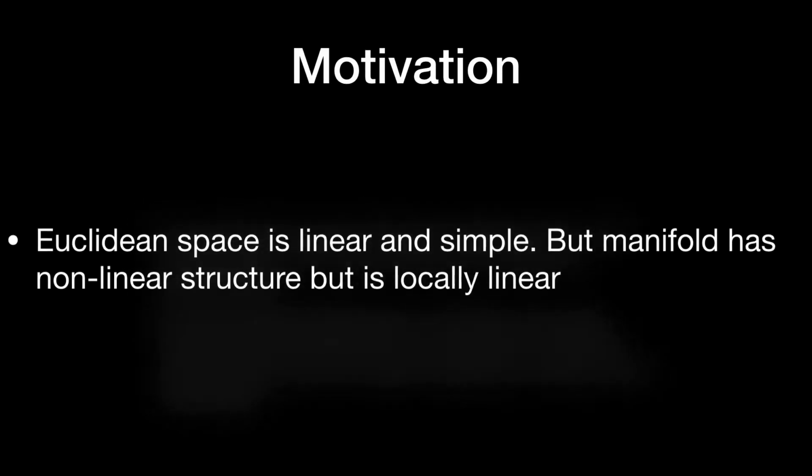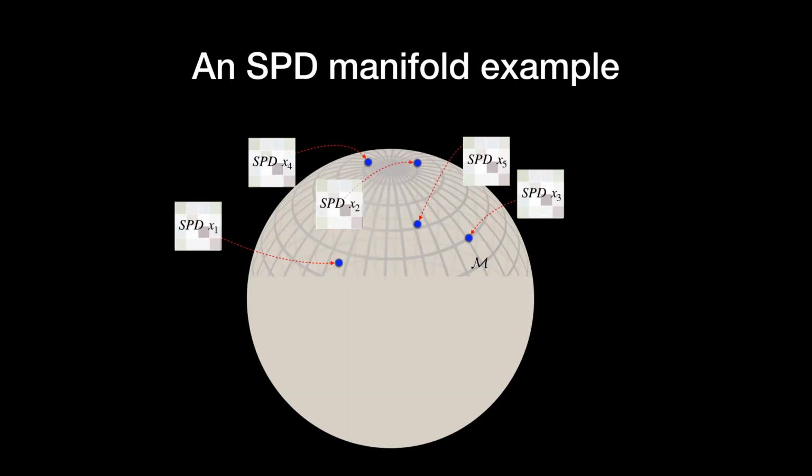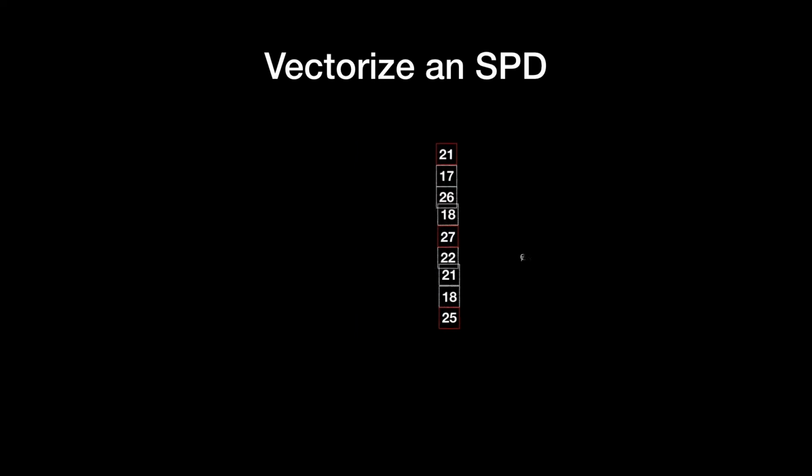Euclidean space is linear and simple. But a manifold has nonlinear structure but is locally linear. The example shows a manifold where the samples are symmetric positive definite matrices. As we know, the distances between such matrices need to take into account the geometry of the manifold, and Euclidean distance calculations are suboptimal. Creating a vector from an SPD matrix will not satisfy the manifold constraint.